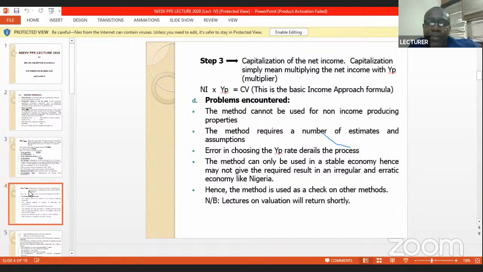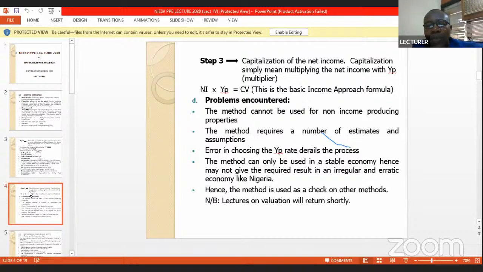And for that reason, some people say that this method of valuation is mostly used as a check on other methods. So when you value with other methods, you try to use the investment method approach to value. That will give you a side-by-side comparison between what you have done and what you are expected to do.